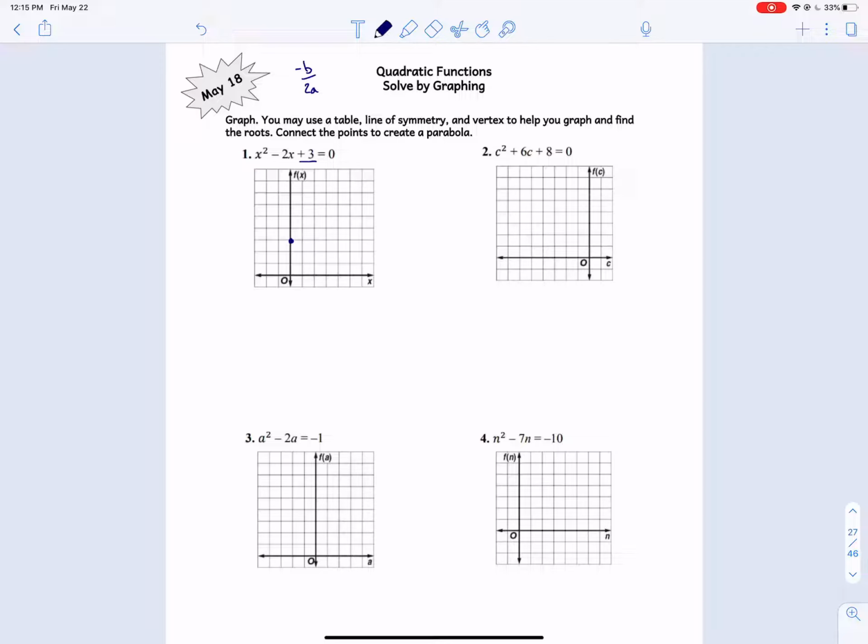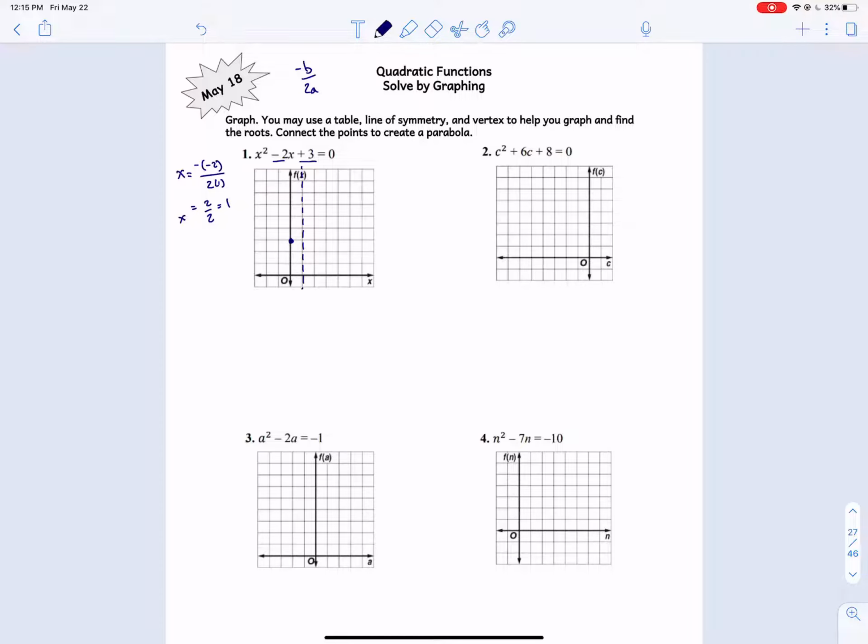All right, so negative b, so put the negative, and then b is actually negative 2. That's over 2 times the coefficient of x squared, which is just 1, so 2 times 1. Okay, so negative outside the parentheses with the negative value inside changes it to a positive, so we have 2 over 2 or 1. So x equals 1.